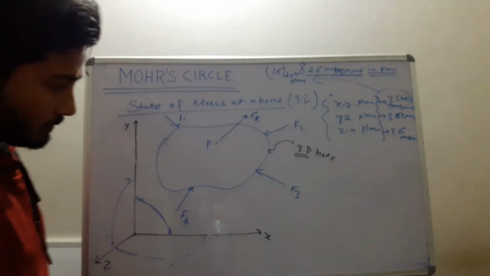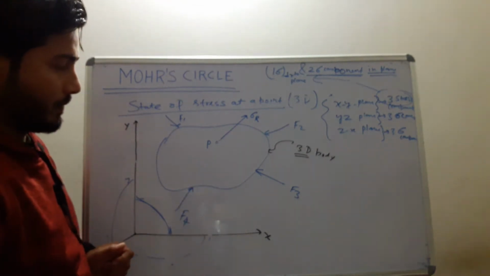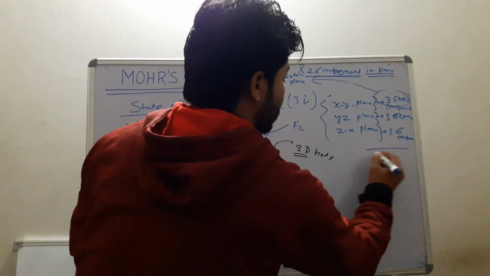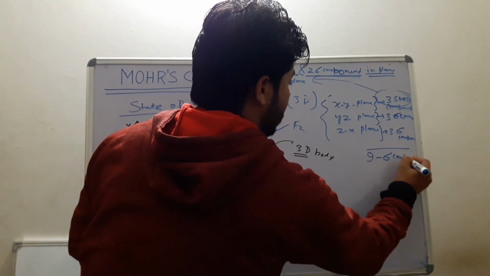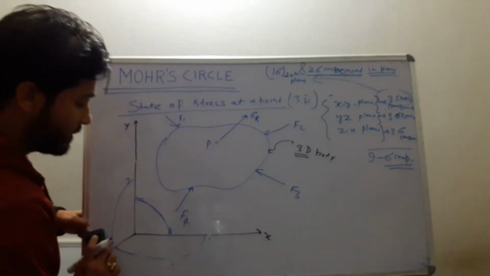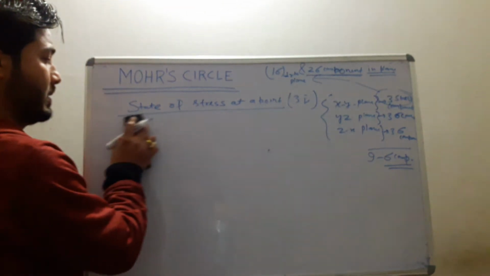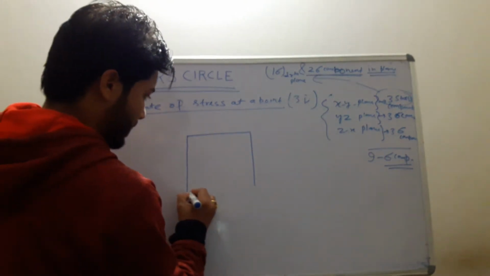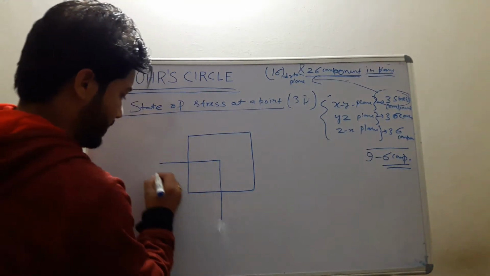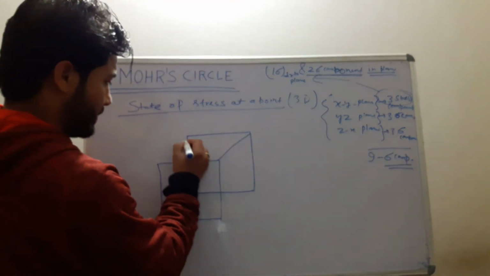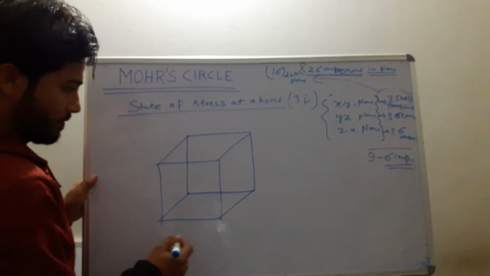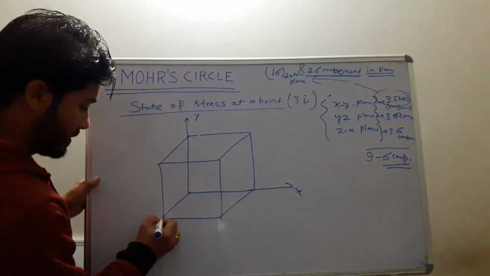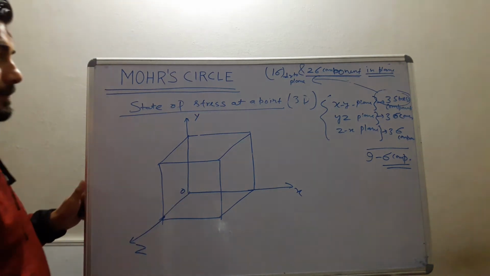So if we draw a parallelepiped which shows all these three components, means there are total 9 stress components, if we draw here, let our parallelepiped look like this. Suppose this is x direction, this is y direction, this is z direction, and this is our origin. Okay.